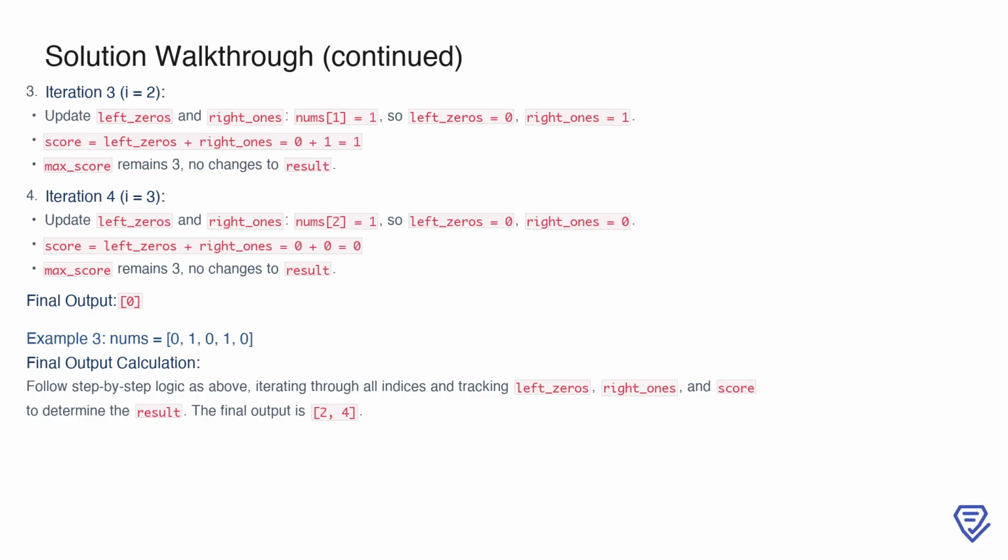For the third example, nums equals [0, 1, 0, 1, 0], we would follow the same step-by-step process of iterating through all indices, updating left_zeros, right_ones, and calculating the score to identify the indices yielding the highest score. The final output for this case is [2, 4].